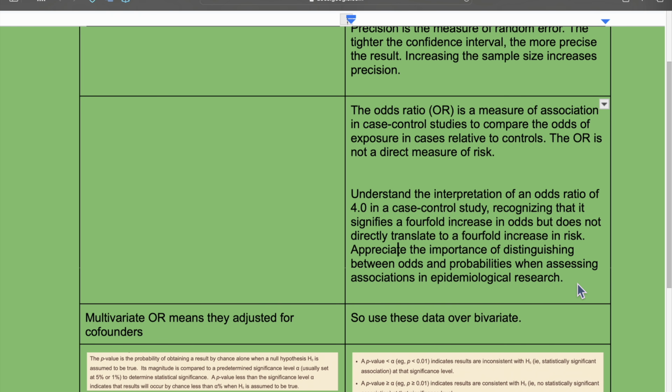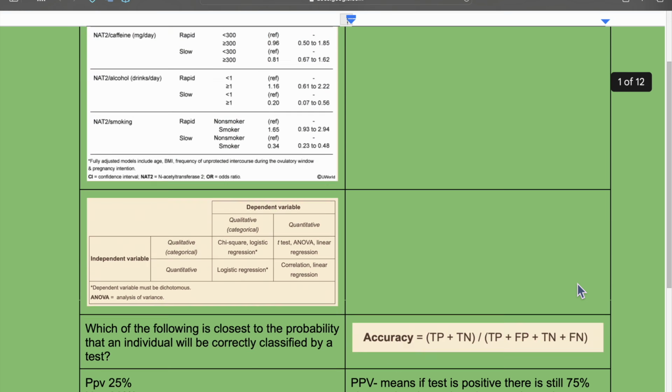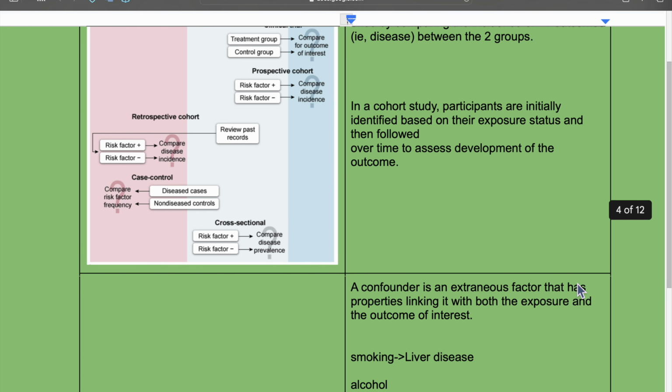Okay, if this doesn't help, let's try to put it in terms that would help, right? So when they give you four-fold odds, that means that we have disease cases and non-disease cases, right? If someone has myocardial infarction and we have people who don't have that myocardial infarction, between the two, there will be 4 times the odds of having high cholesterol in this cohort compared to this cohort. Okay, that's how you do it.